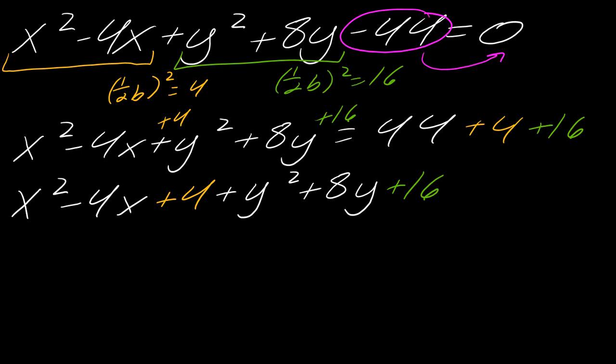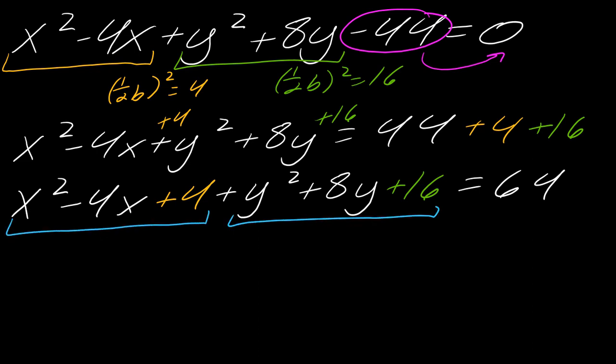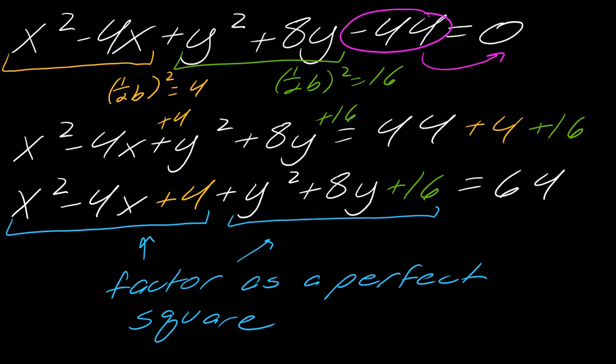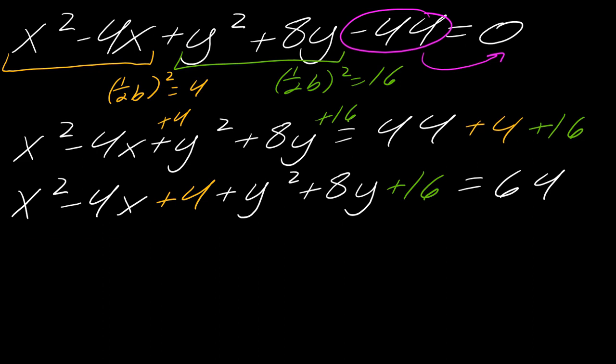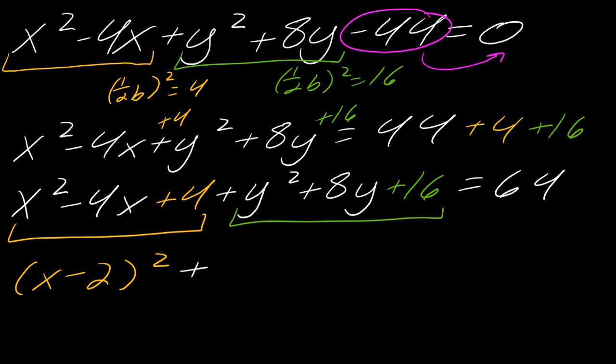All right, so now we're pretty close actually. So now what I want to do is take each one of these groups, and each of these groups I want to factor as a perfect square. And so if you are taking notes here, and if you're playing along at home, you have that half b to help you figure out how to factor these. So let me clear some space. So this guy right here is going to factor as (x - 2) squared. And this guy is going to be (x + 4) squared equals 64.